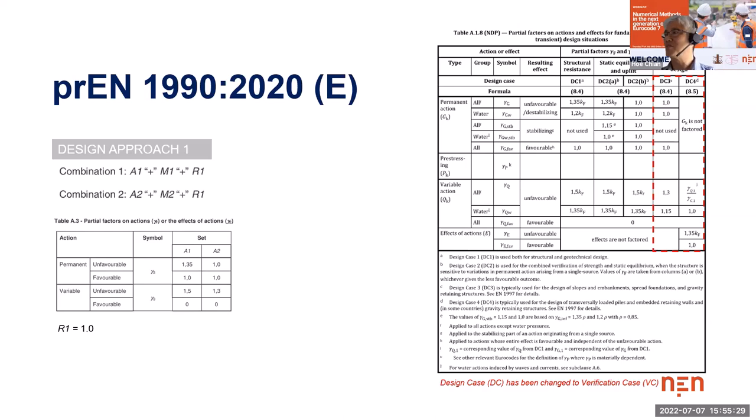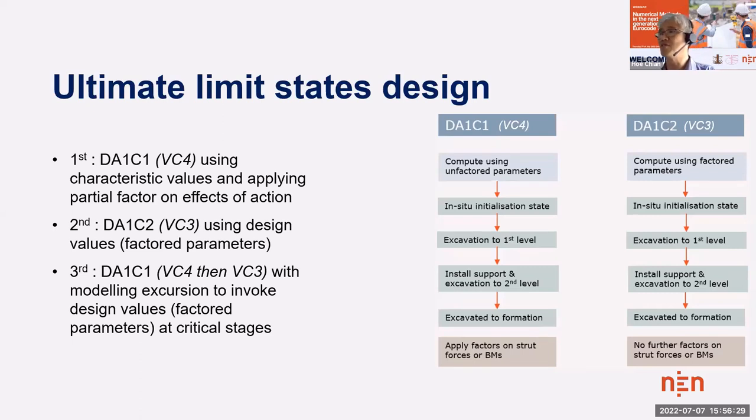So, Colin mentioned about this. The next generation Eurocode is pretty much design approach one, combination one and two. Verification case four is equal to combination one, obviously with the consequence factor of one. And verification case three is equal to combination two, except obviously a bit greater than one sort of partial factor being applied to variable load, which is coming from wave or current sorts of action. So because of that, what I did in the past using design approach one is pretty much relevant to what we do in the future in the next generation of Eurocode.